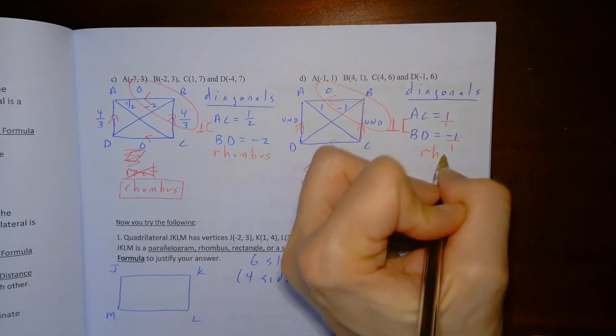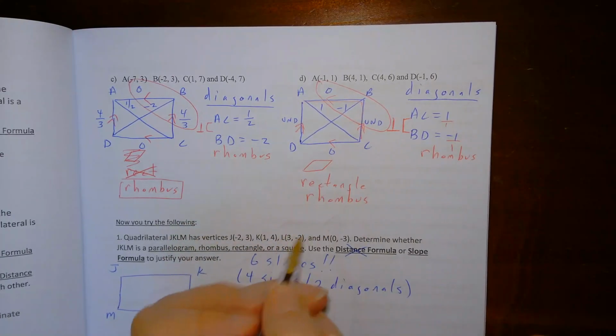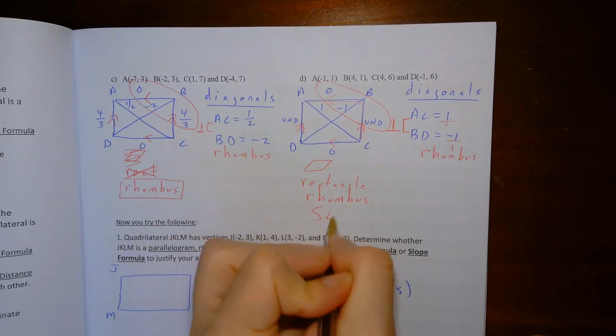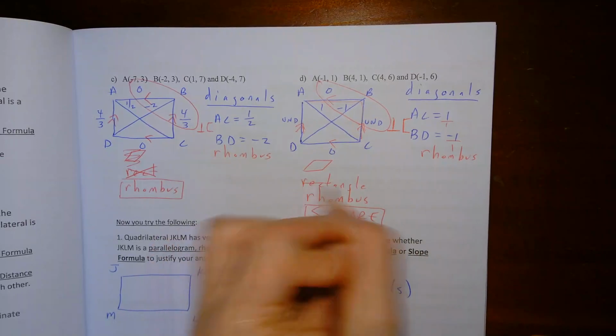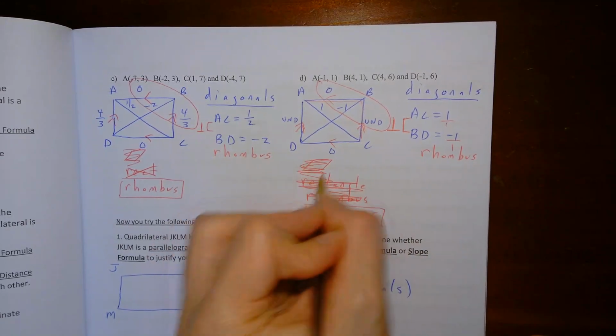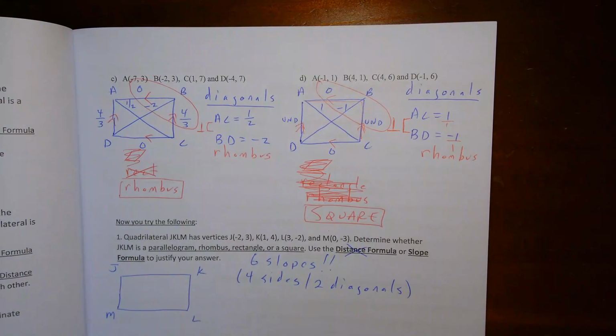So this is what makes it a rhombus. And then finally, since it's a rectangle and a rhombus, then we know that this bad boy has to be a square, because it's a rectangle and a rhombus. So we get rid of these other names and we just call it a square.